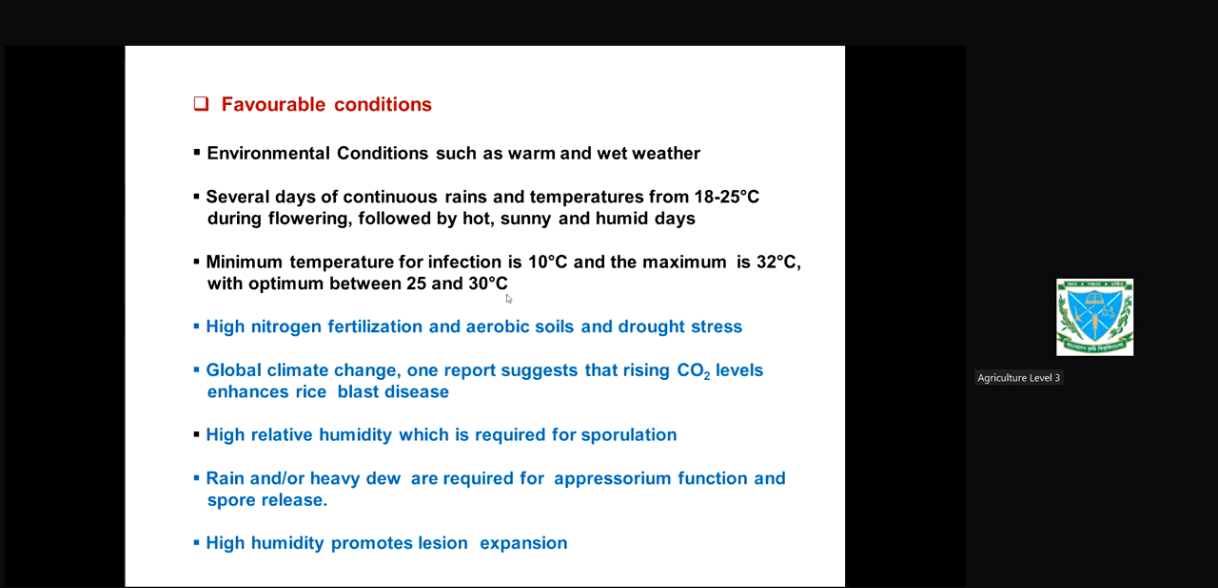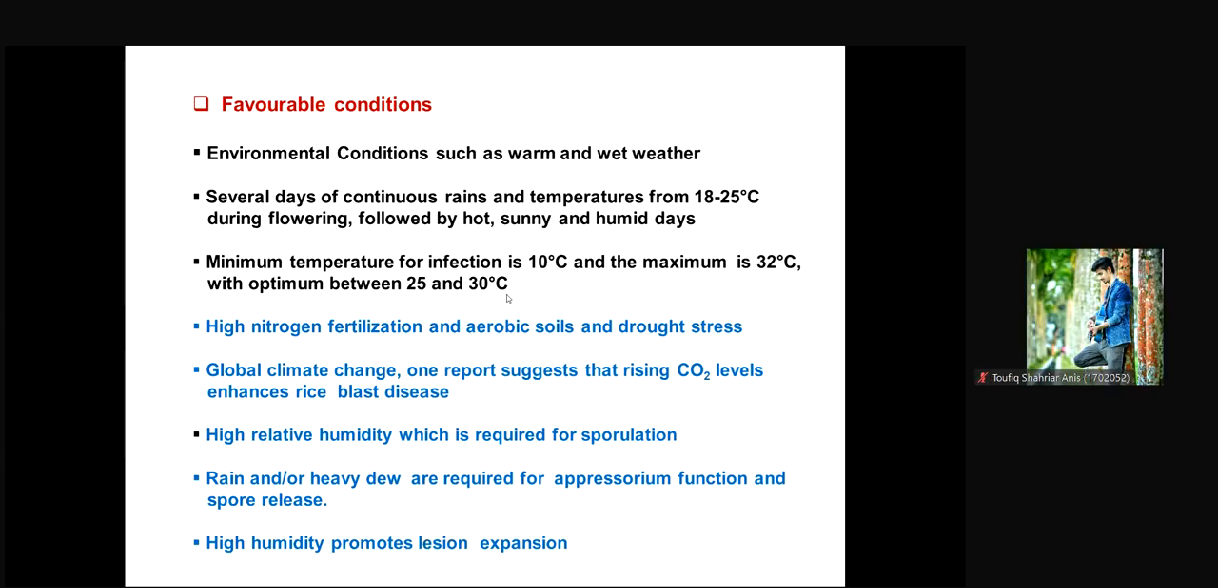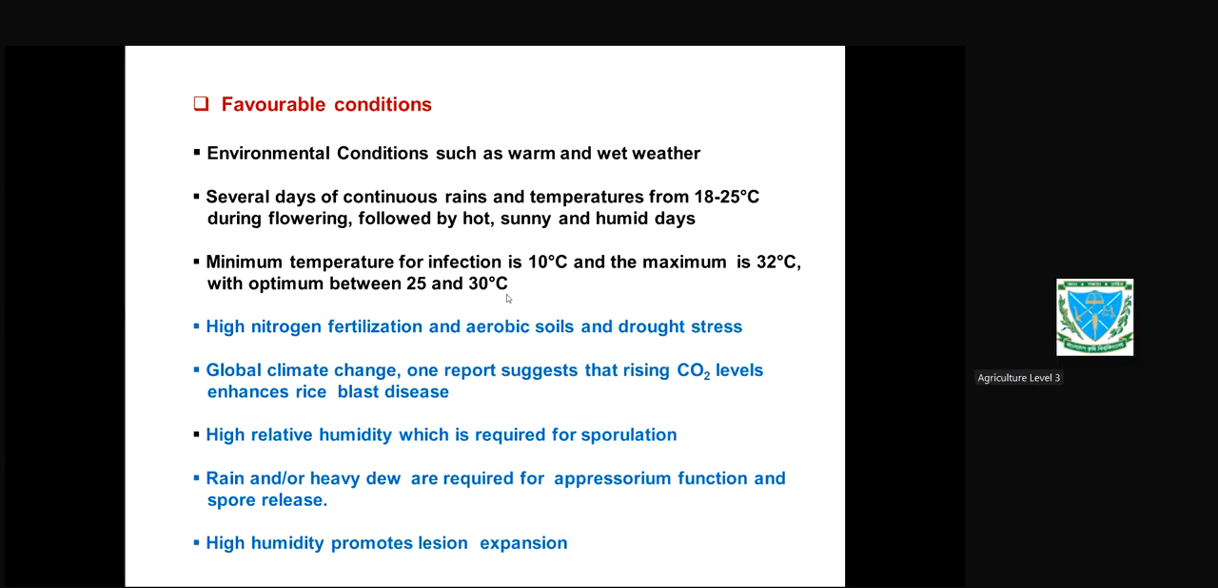If you do not irrigate your wheat crop, and if you apply high nitrogenous fertilizer, both these factors collectively enhance the epidemic development of the disease. Moreover, due to global climate change, the carbon dioxide concentration increases in the atmosphere, which basically enhances the wheat blast infection. High relative humidity is also required for the sporulation of the pathogen. Rain and/or heavy dew. Rain and dew are required for appressorium formation.